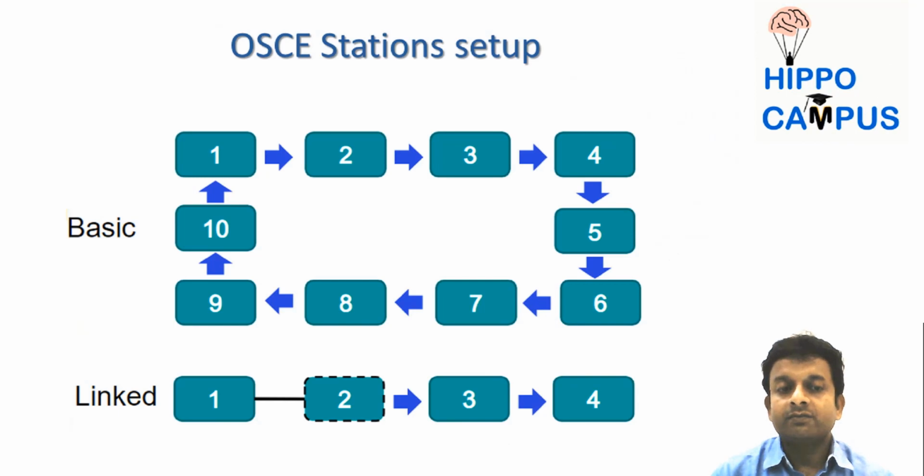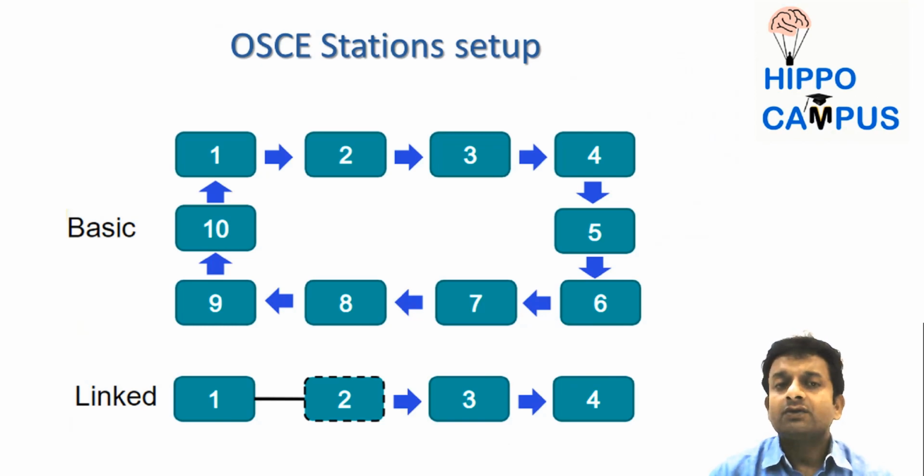And on the bottom, they can modify this basic system into a linked one. Suppose station 1 is a clinical scenario which asks you what type of fever it is. Once you answer the type of fever, the linked question will be the management of that type of fever. Suppose you are not able to answer the type of fever, automatically you cannot answer station 2, because once you cannot identify this, you will not be able to answer the management of that type of fever.